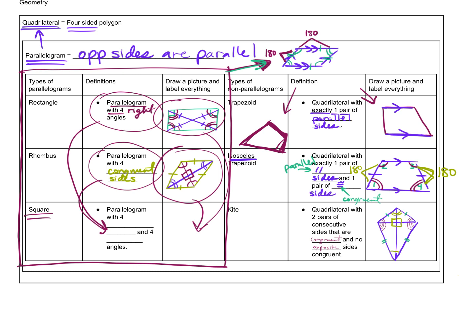Wait, what are the words for the square? It's the same as rectangle and rhombus. So, parallelogram with 4 congruent sides and 4 right angles.